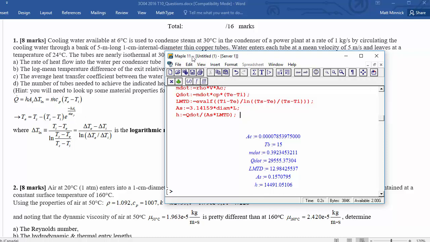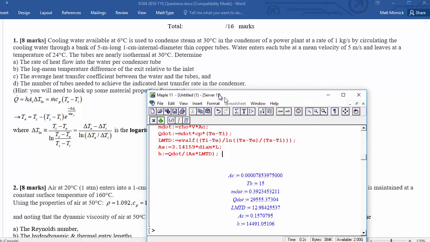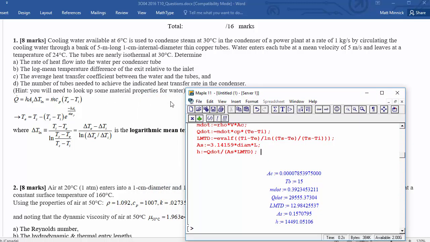Final thing we need is the total number of tubes to get that heat transfer rate in the condenser. For this, we're going to need to look up a different fluid property for the water.